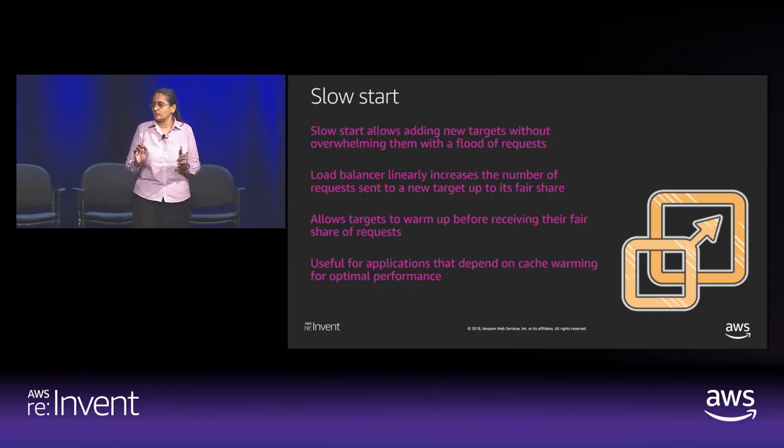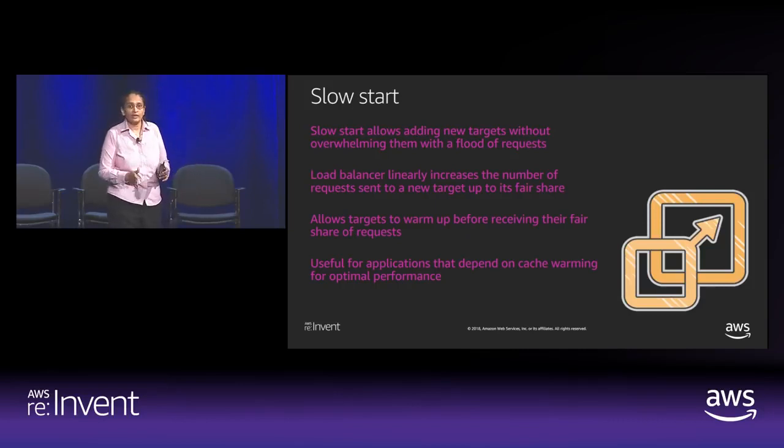So you can configure anywhere between 30 seconds to 15 minutes of slow start time, and you can change or configure what percentage of traffic can go to that newly added target, right? It's all the way from 0 to 100%. So slow start is not enabled by default. You want to go and enable it.